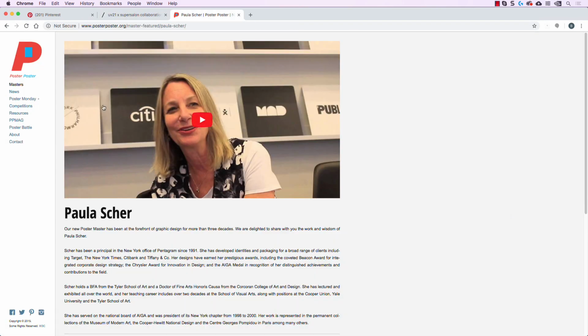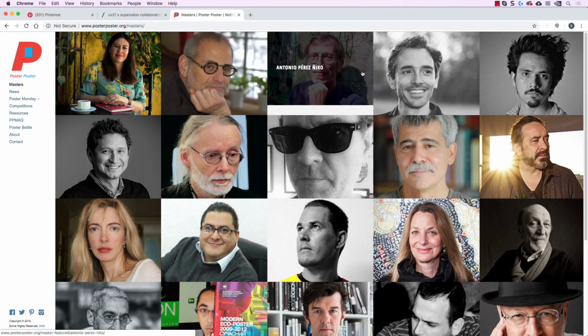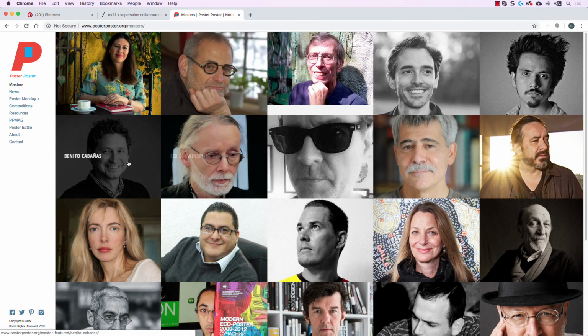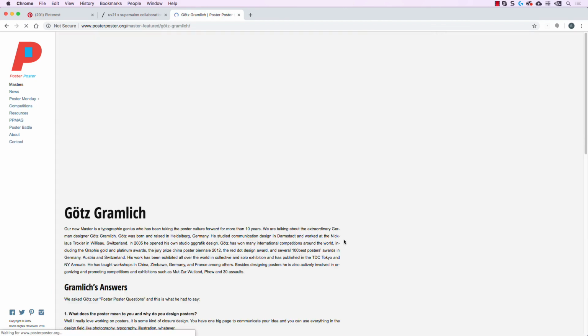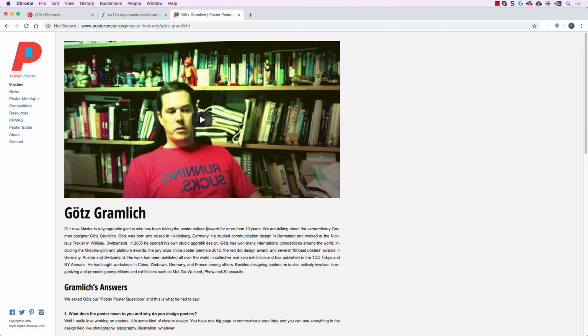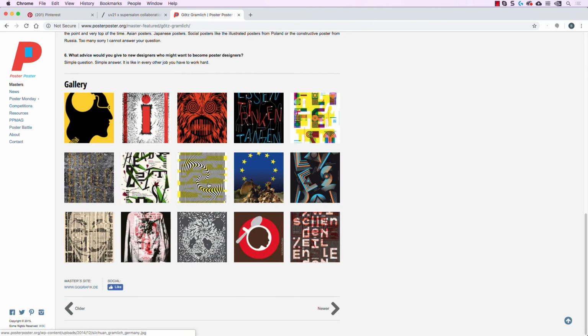And then lastly, we have posterposter.org. And I like to go to the masters section, which has a bunch of masters of poster design. So you can click on whichever one catches your eye, and then hear a little bit about their philosophy and then see some of their work as well. So it's a great way to get inspired.